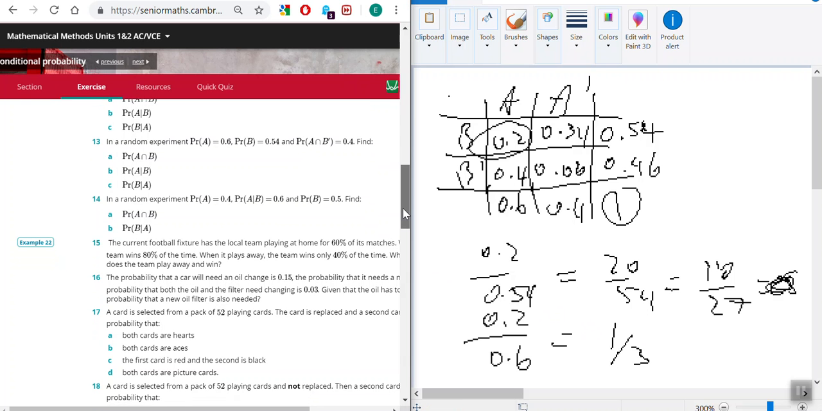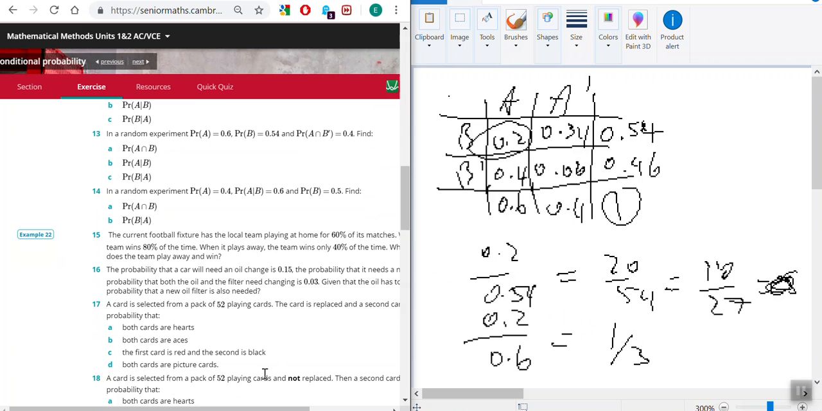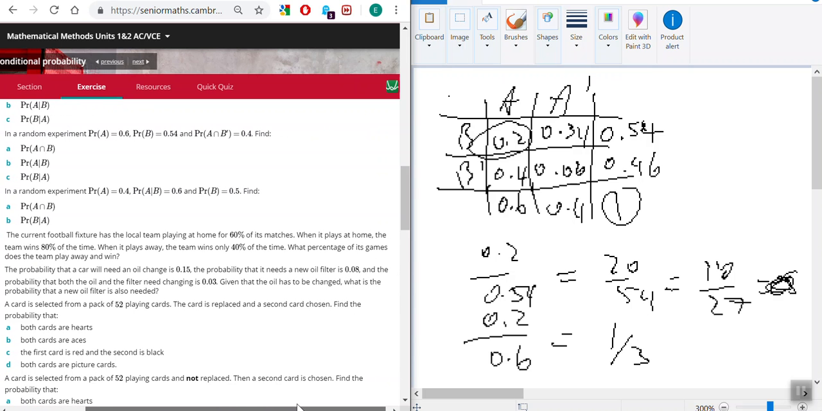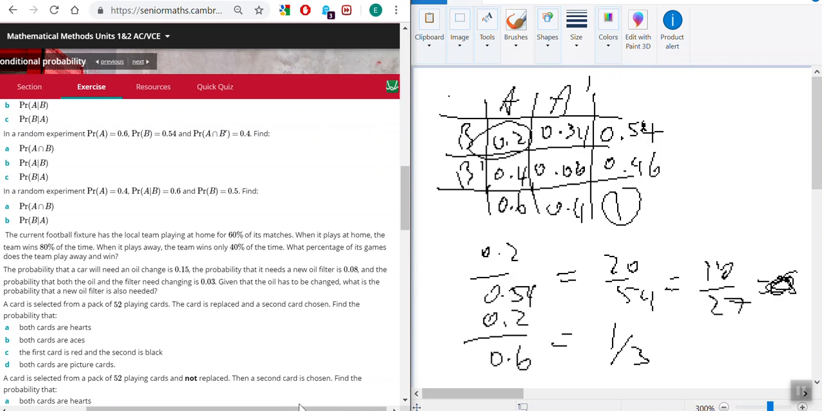Now, question 15 is, okay, a football current fixture has the local team playing at home for 60% of matches. When it plays at home, the team wins 80% of the time. When it plays away, the team only wins 40% of the time. What percentage of the games does the team play and win?